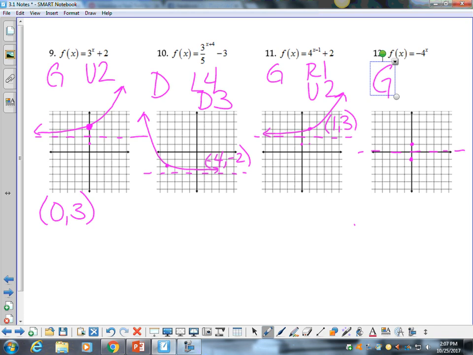Here's what I don't want you to think. Flipping growth does not make it decay. Like, if I did a handstand, would it change who I am? No, it would just be me upside down. So this is still growth. It's just growth that's getting flipped.